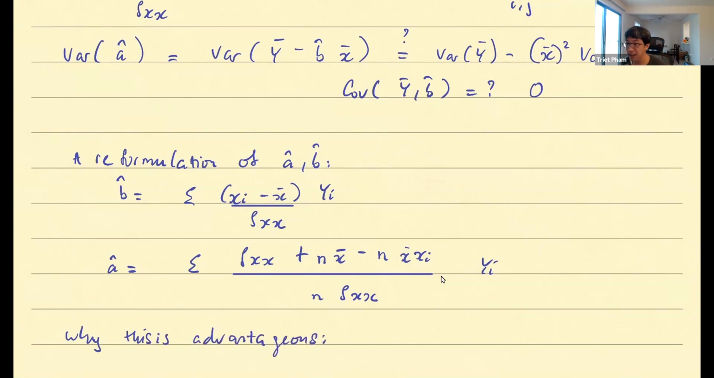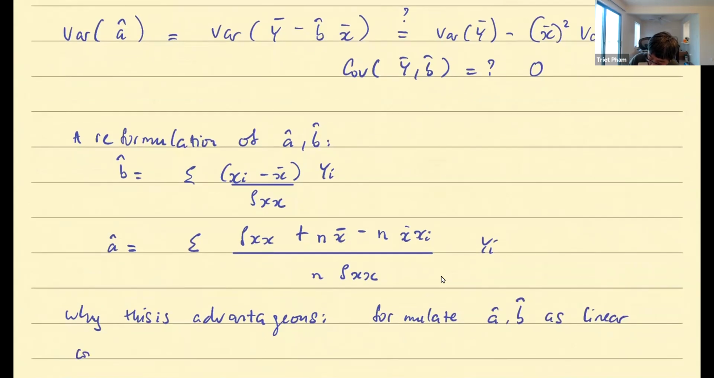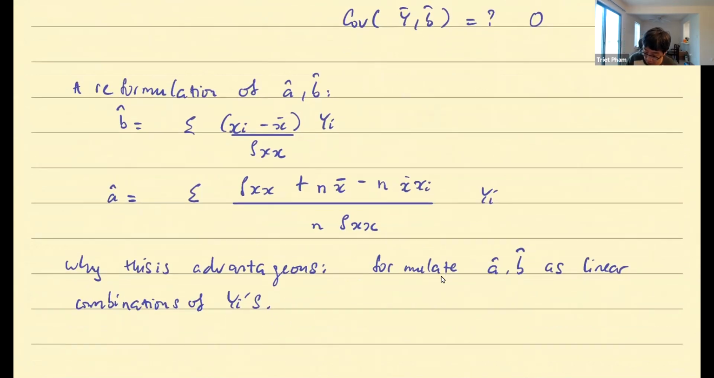This is good simply because they reformulate A hat, B hat as a linear combination of yi's. Okay, so in other words, basically they write something like this.